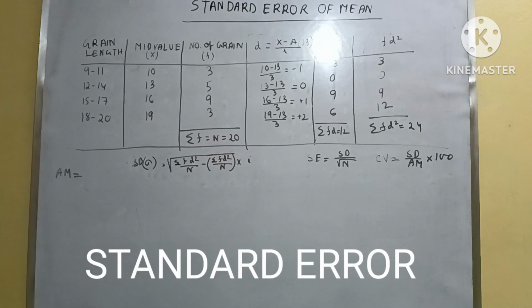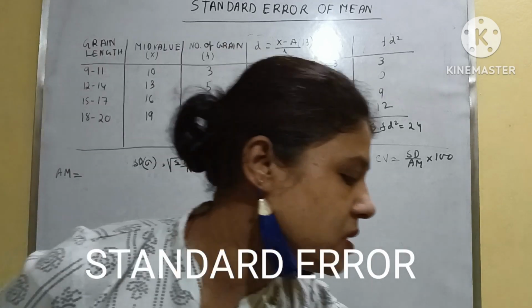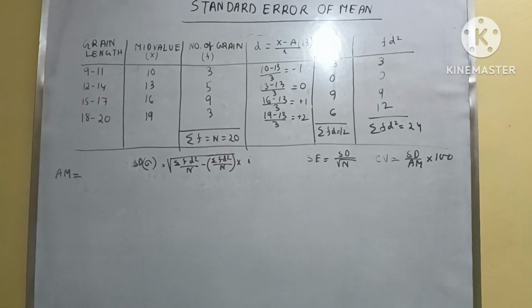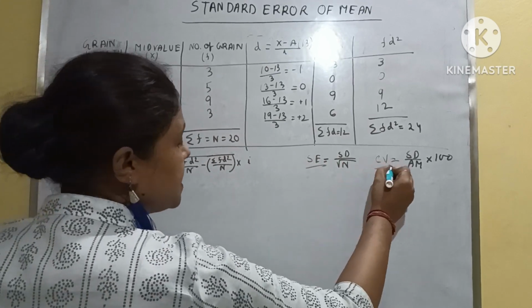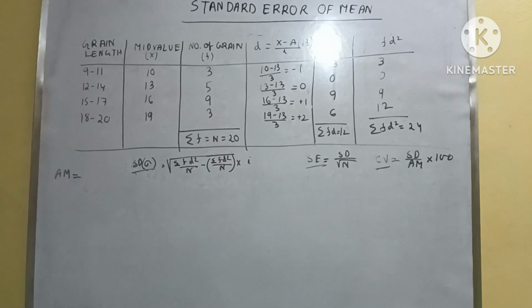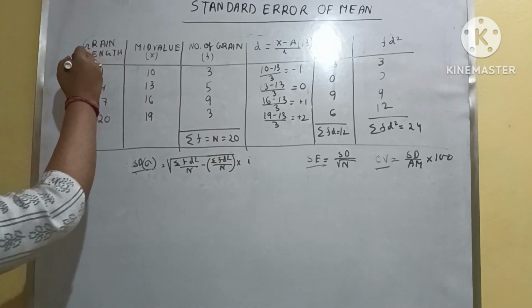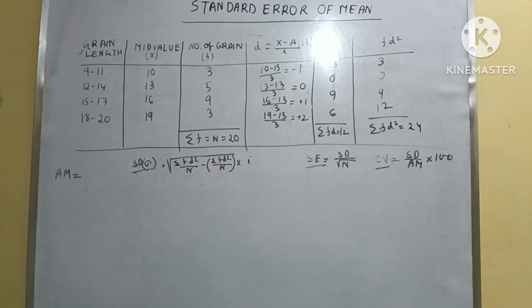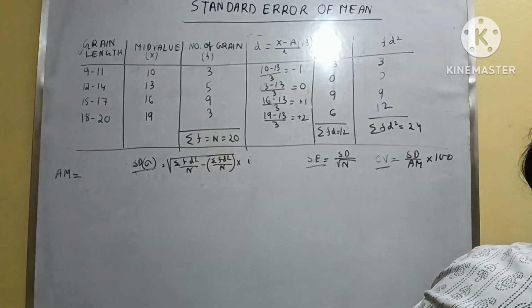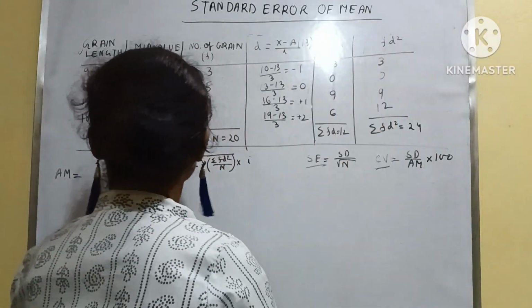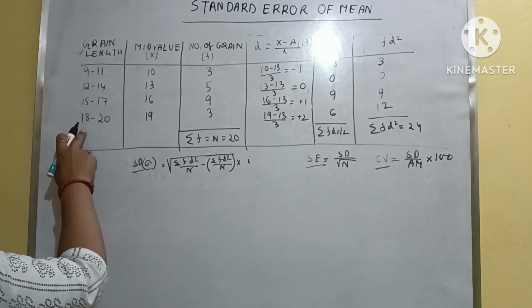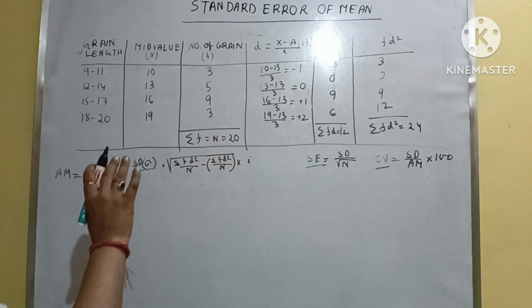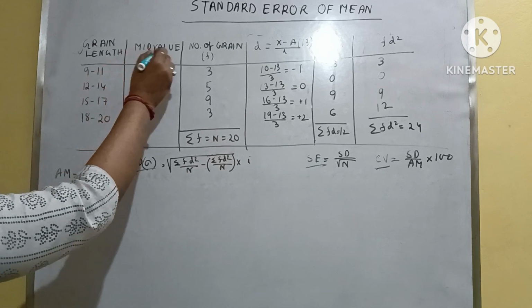This is one example where we have to find out the AM, that means arithmetic mean, the standard deviation, the SE, standard error, and the CV, coefficient of variance. So here the length grades are 9 to 11, 12 to 14, 15 to 17 and 18 to 20. First we have to find out the mid value.